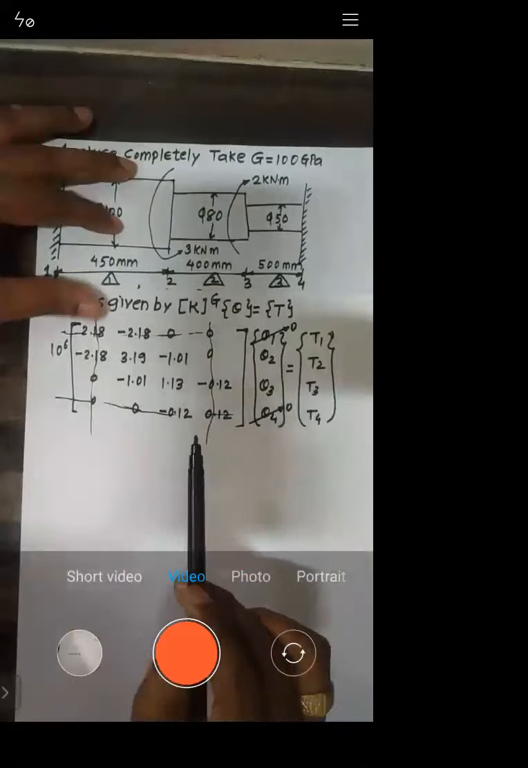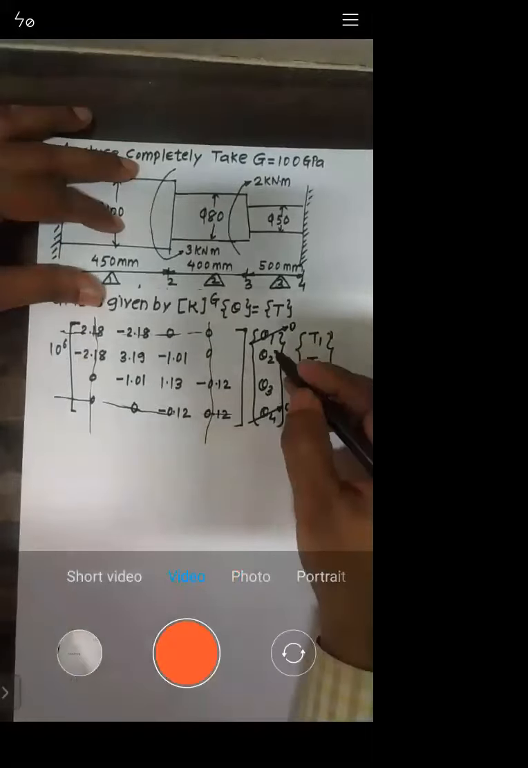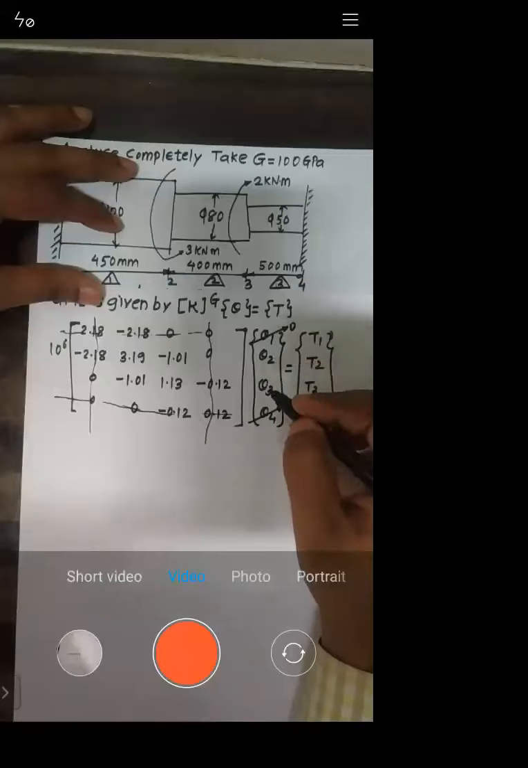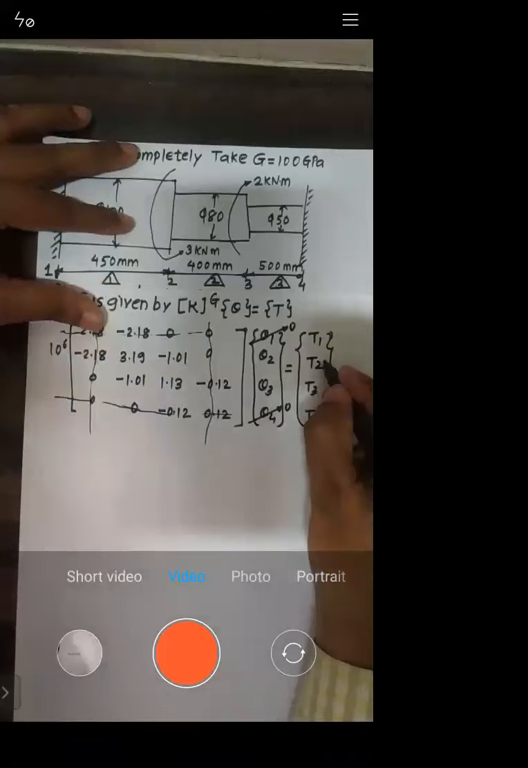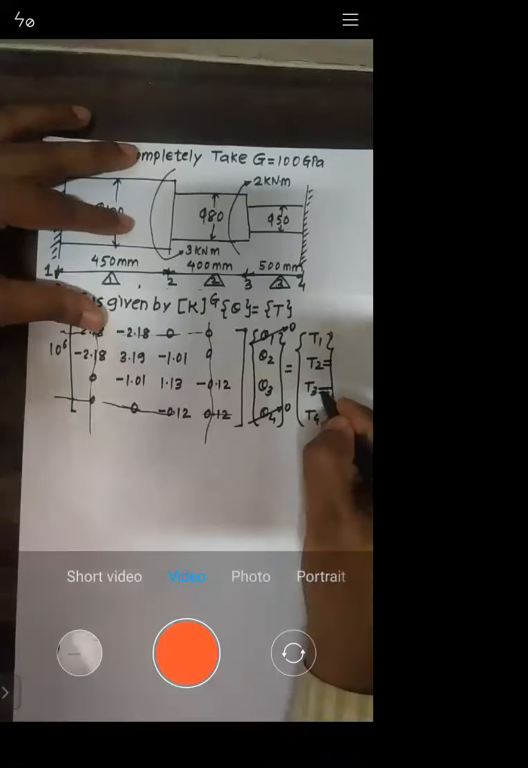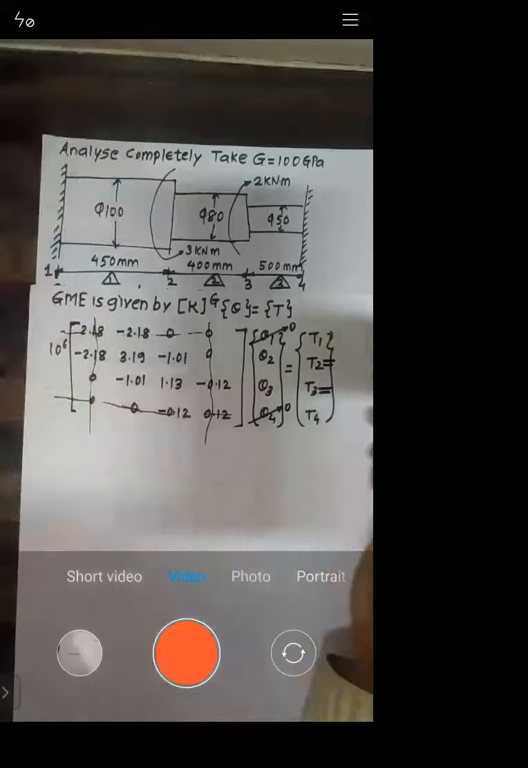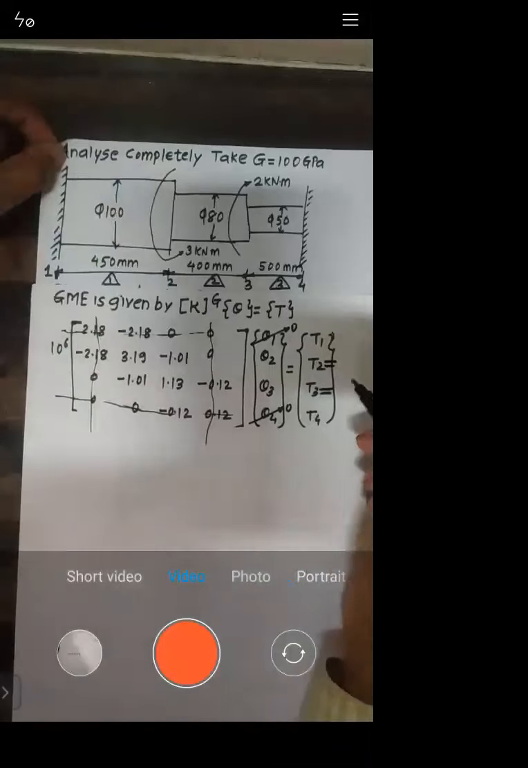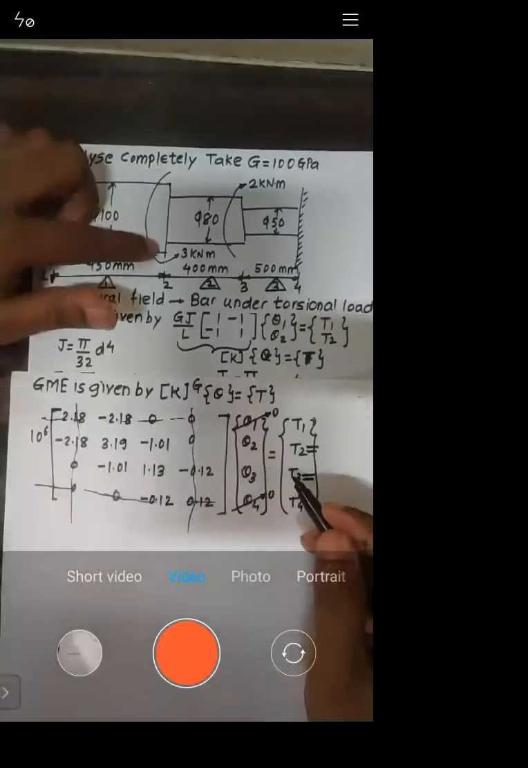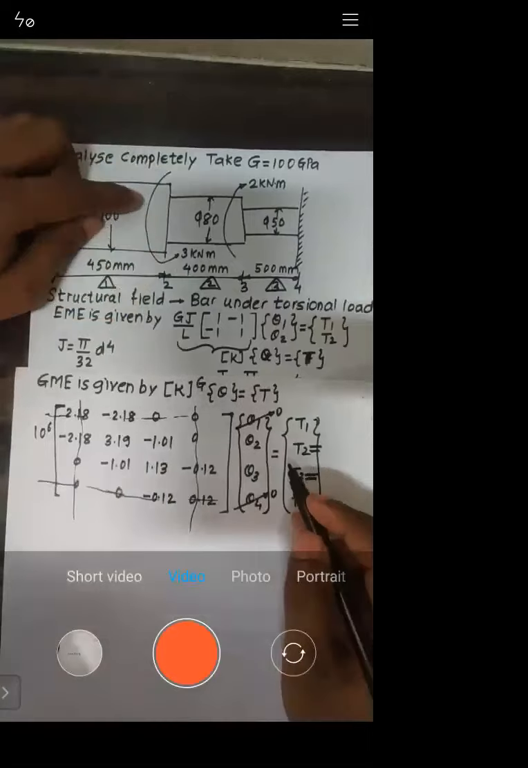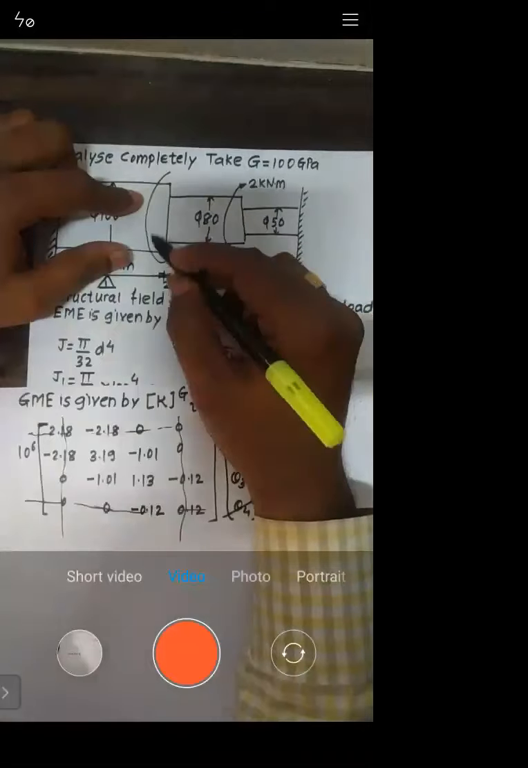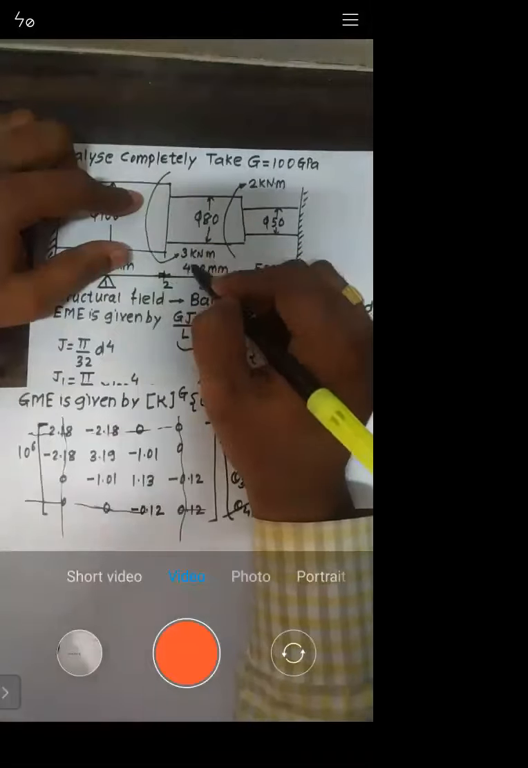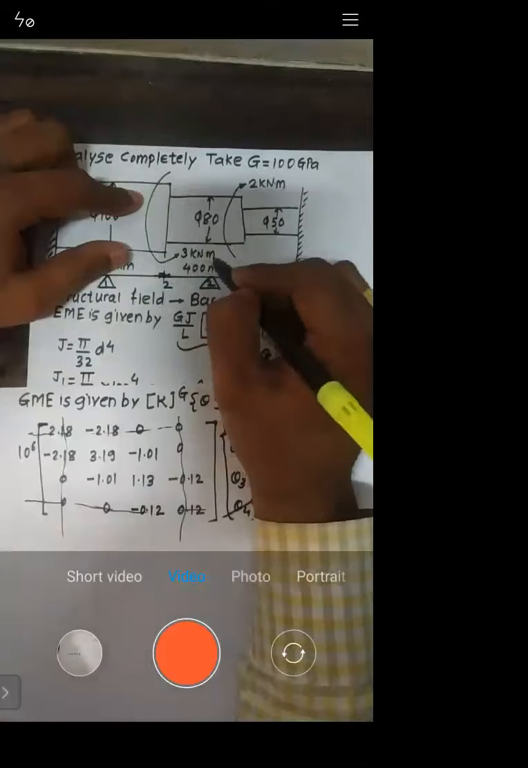So we are interested in calculating the values of theta 2 and theta 3, provided we know the values of T2 and T3. In the previous problem which we solved, there were forces. Now you don't have forces; you have torque. What is the torque applied at node 2? 3 kilonewton meter.